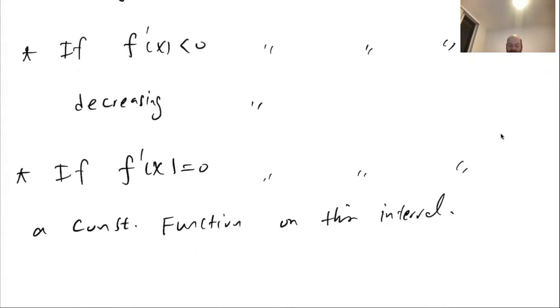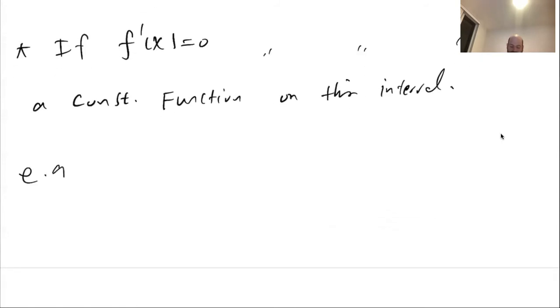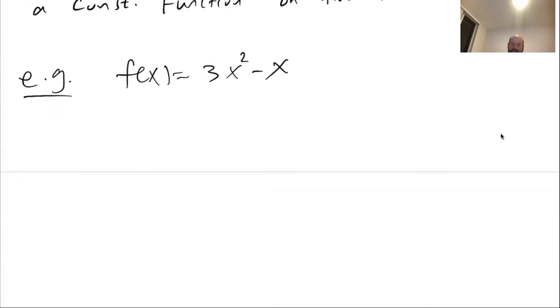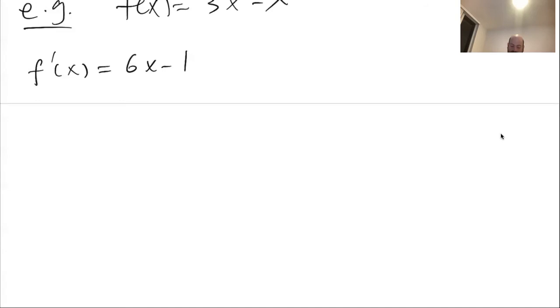Okay, so for example, if you look at f of x equals 3x squared minus x, we want to know where the function is increasing or decreasing. Well, we can find f prime of x. What is f prime of x? F prime of x is 6x minus 1. So if we put it equal to 0, then that gives x equals 1 over 6.